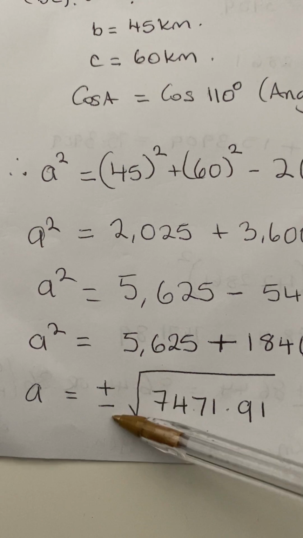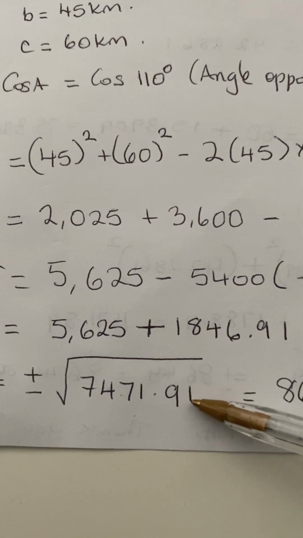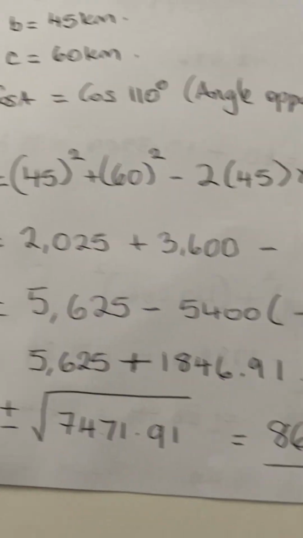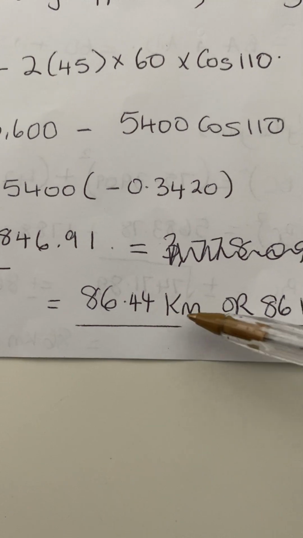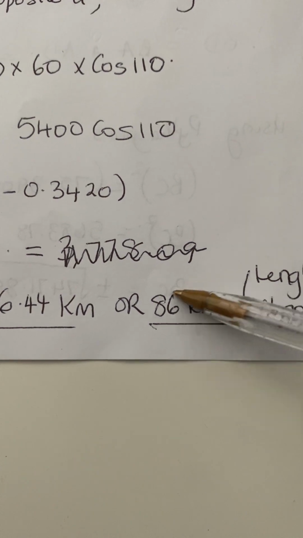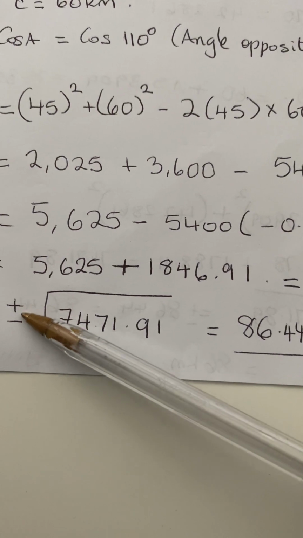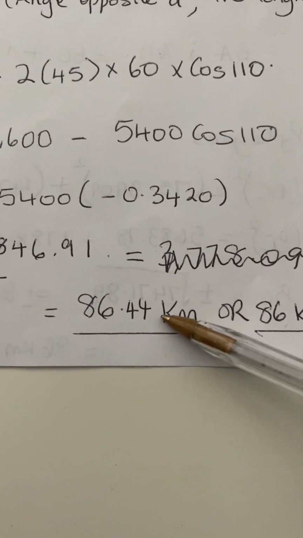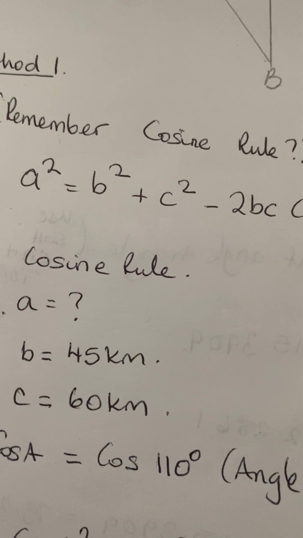So A will be plus or minus the square root of 7471.91. Now if you do that on your calculator, you are going to get 86.44 kilometers. To the nearest whole number is 86 kilometers. Now remember, you will have two answers, the positive and the negative, but because you are looking for length, you choose the positive. Okay, so this is how you apply the cosine rule.